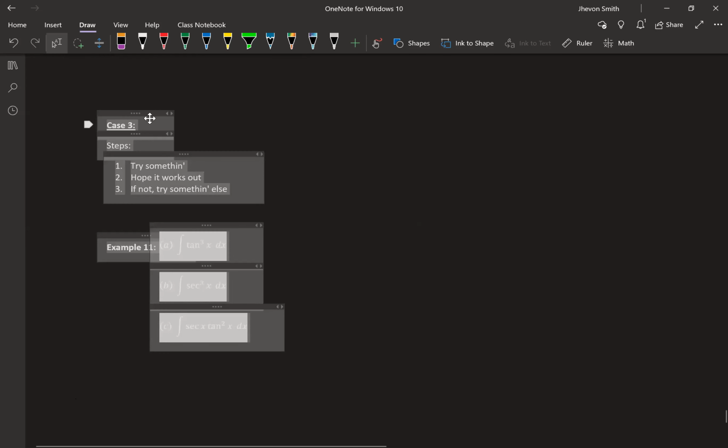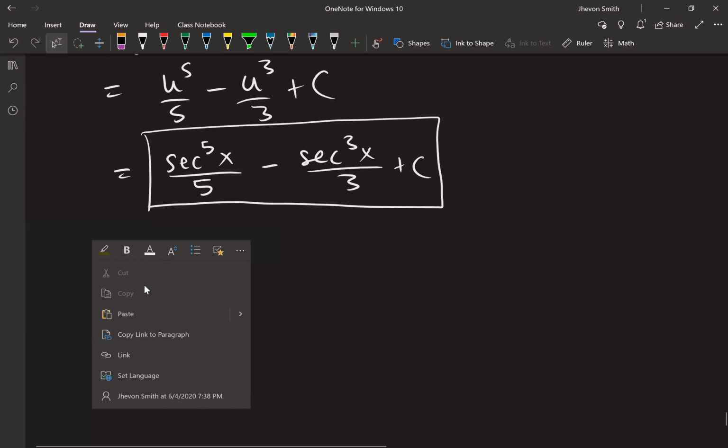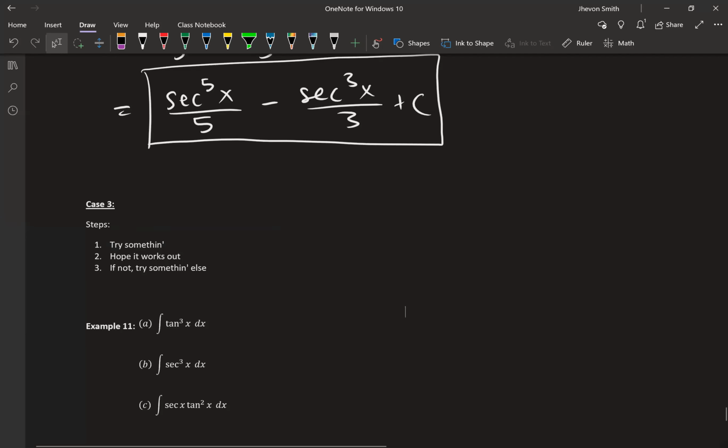The anything else case. Now, this also has a well-defined strategy. Okay, so we're in all the other cases that I did not mention here. How do we deal with them? Here's how we deal with every other case. Okay? Step one, you're gonna try something. Step two, hope it works out. Step three, if what you tried didn't work, try something else. In other words, get creative.